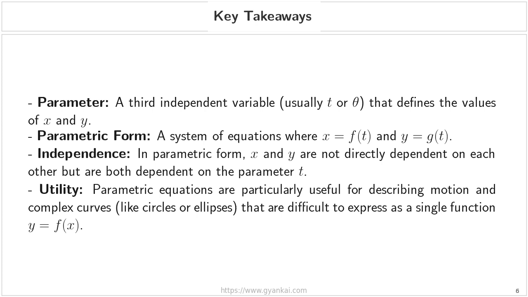Now that we have a firm grasp of these fundamentals, let us move to the final slide to discuss some common mistakes you should avoid when working with these equations.